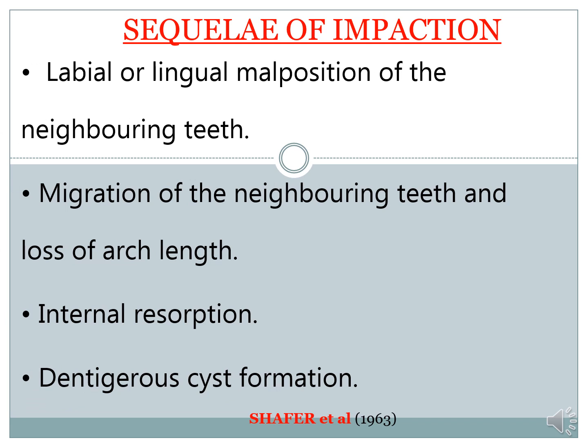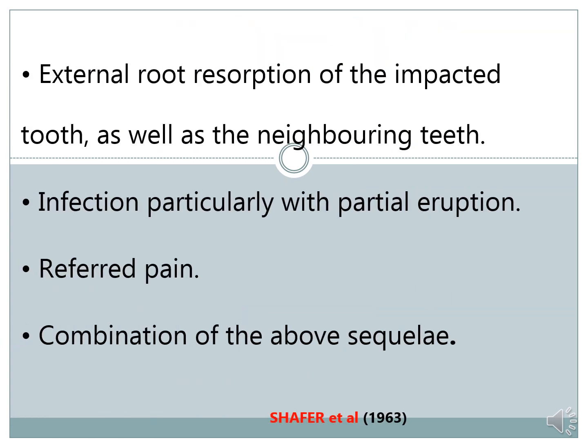So what will happen when you are not removing it? It can cause malposition and migration of the neighboring teeth because of lack of arch length. It can cause internal resorption, or it can undergo cystic deformation. External resorption of the neighboring tooth root is also common, and when there is partial eruption of the canine, infection is also possible. It can also give rise to referred pain. So the sequelae of not removing an impacted tooth can give rise to all these problems.